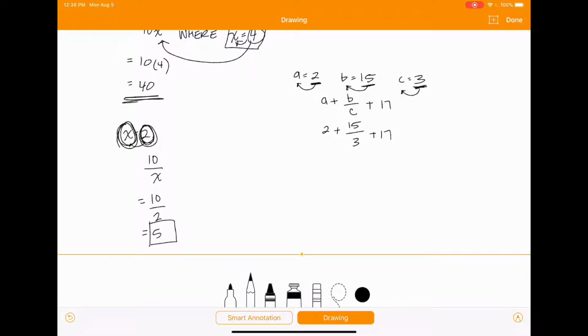And then you just go ahead and evaluate that. So 2 plus 15 divided by 3 is going to be 5, plus 17. 2 plus 5 is 7, plus 17. 7 plus 17 is going to be equal to 24. So that's how you would evaluate that expression. Again, you're just going to take the value and plug it in for its variable in the expression and then solve for your final answer.